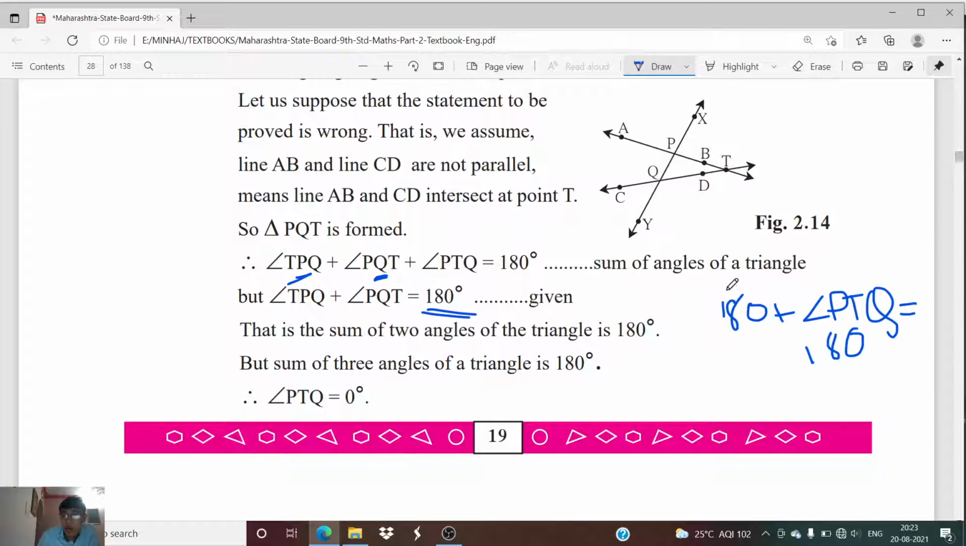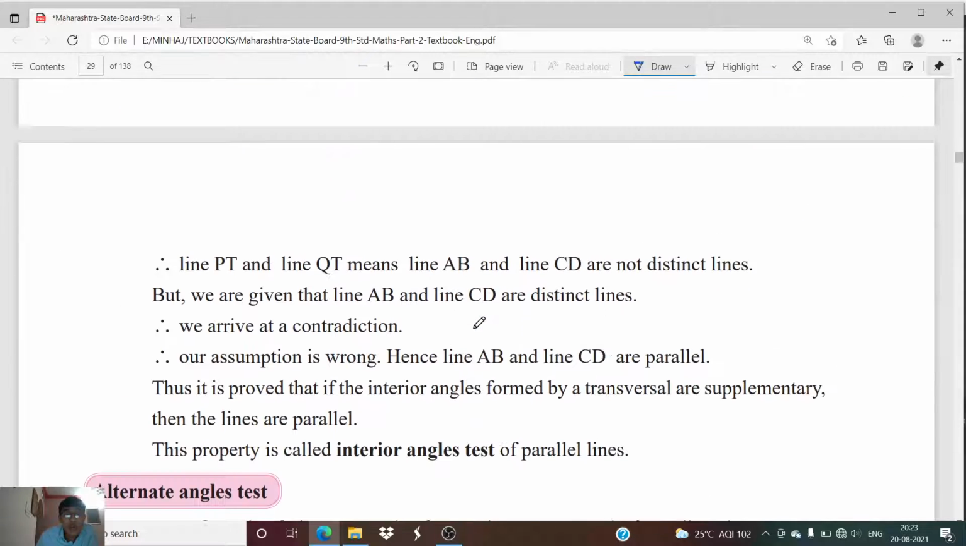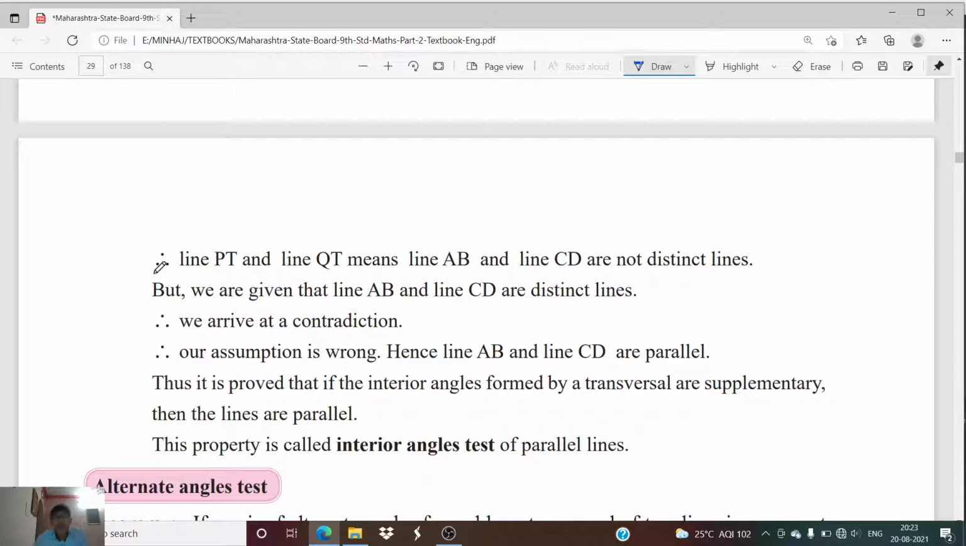Now this 180 from the LHS and this 180 from the RHS are going to be cancelled. So we get angle PTQ is equal to 0. So as angle PTQ is equal to 0, we can write that line PT and line QT, meaning line AB and line CD, are not distinct lines. But we are given that line AB and line CD are distinct lines. So we arrive at a contradiction.